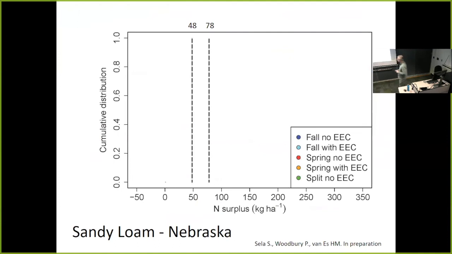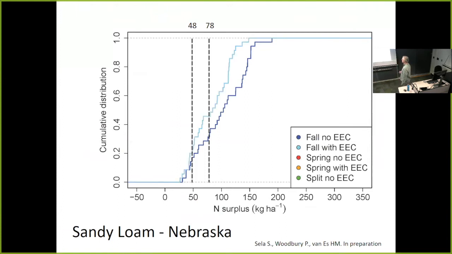This is for a sandy loam, coarse soil in a dry location like Nebraska. And so if you use a fall application without inhibitors, about 30% of the times we are within the region, or the 48 kilogram, let's say, target. Adding inhibitors improves the situation. You can bring more cases into that region. For a spring application, further improvement. Adding inhibitors to a spring application, still another improvement.